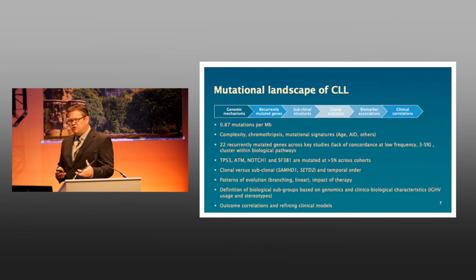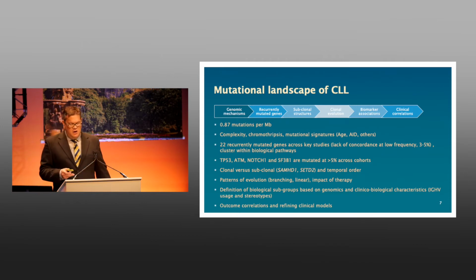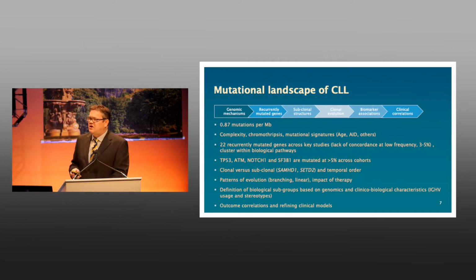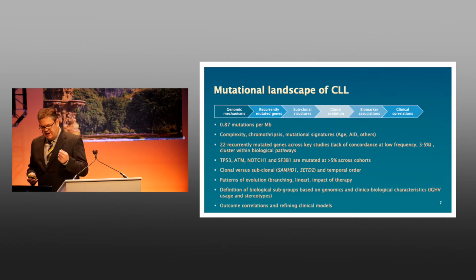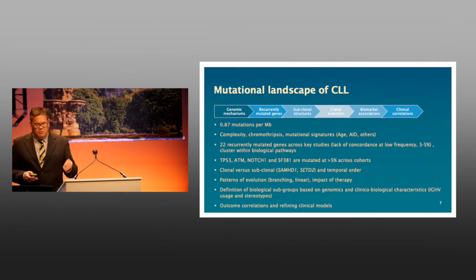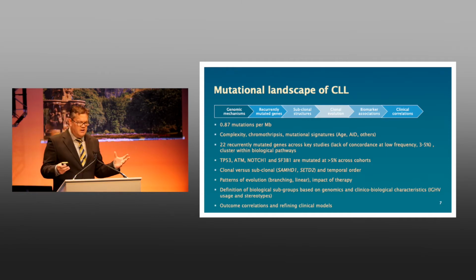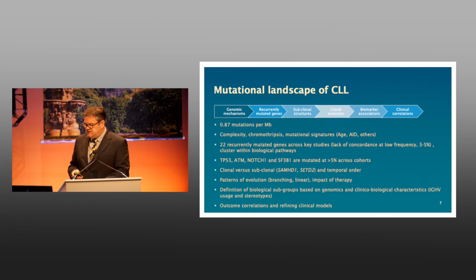There is a lack of concordance between those studies, and that's probably to do with statistical power and the low prevalence of those gene mutations. But either way, these mutations cluster within key biological pathways. There are 4 genes, p53, ATM, NOTCH1, and SF3B1, that are mutated across all the cohorts in the literature at greater than 5%.